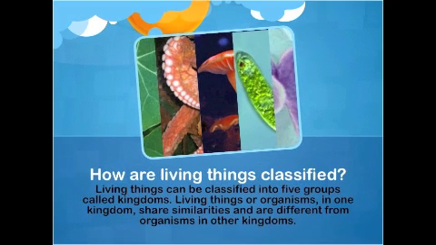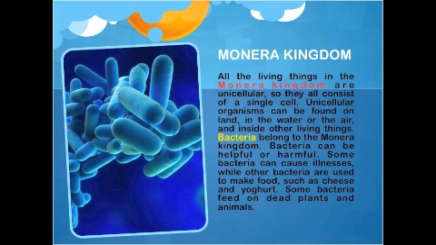How are living things classified? Living things can be classified into 5 groups called kingdoms. Living things or organisms in one kingdom share similarities and are different from organisms in other kingdoms. Monera Kingdom. All the living things in the Monera Kingdom are unicellular, so they all consist of a single cell. Unicellular organisms can be found on land, in the water, or the air, and inside other living things. Bacteria belong to the Monera Kingdom.